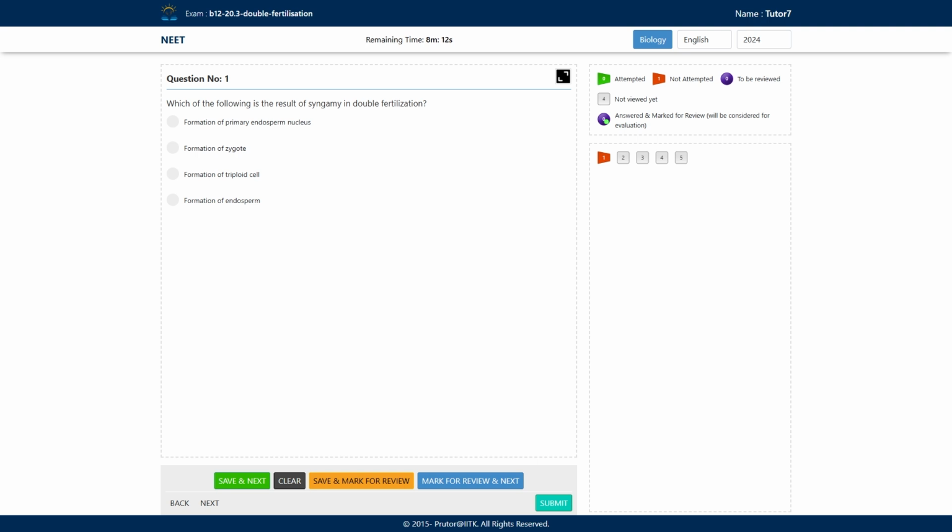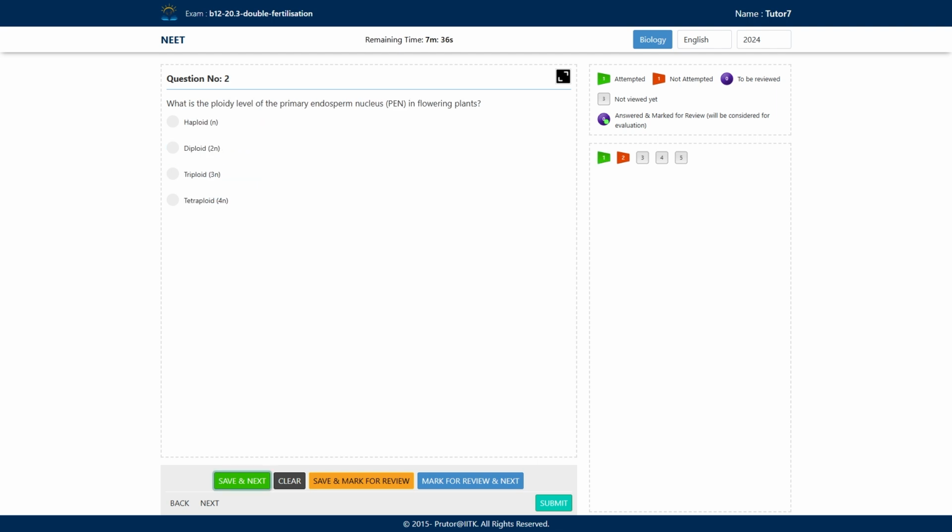Formation of primary endosperm nucleus, that is the result of the triple fusion, right? So this could not be the answer. Formation of triploid cell, again that is the central cell only. And formation of endosperm is again talking about the triple fusion only. But the formation of zygote is the result of syngamy and that is part of double fertilization. So I'll opt for the second option, save and move to the next question.